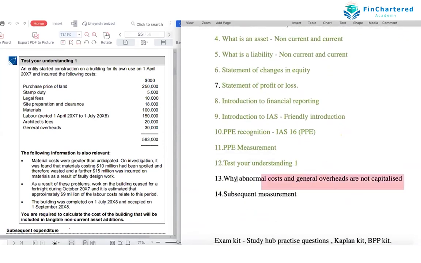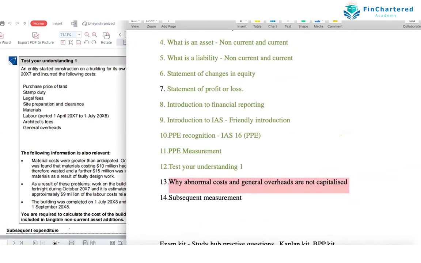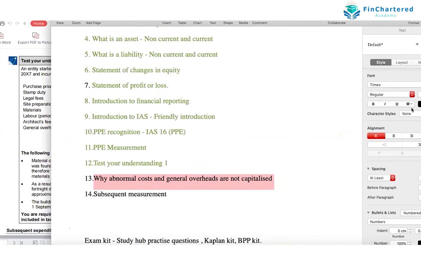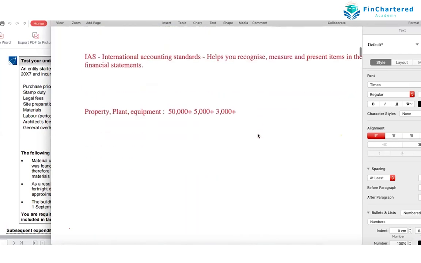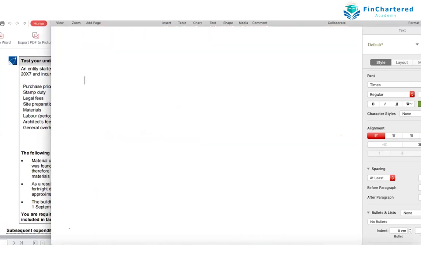Why are abnormal costs not capitalized? Is done. Then comes subsequent measurement. What do I mean by subsequent measurement? Subsequent in simple English means later. Subsequently means later, following, after.